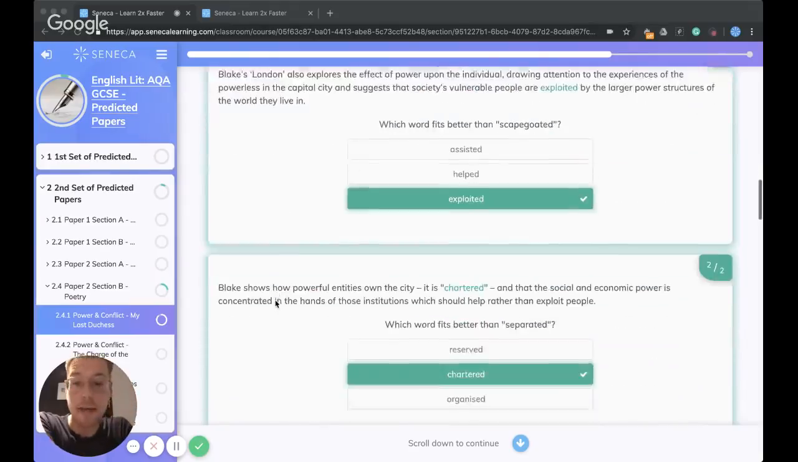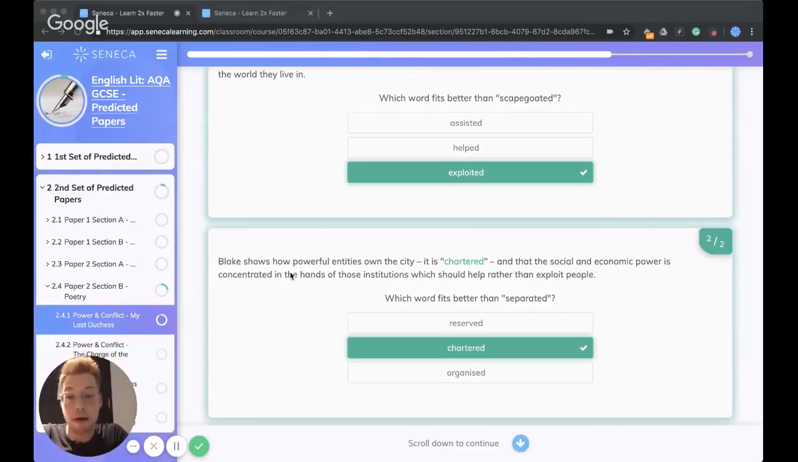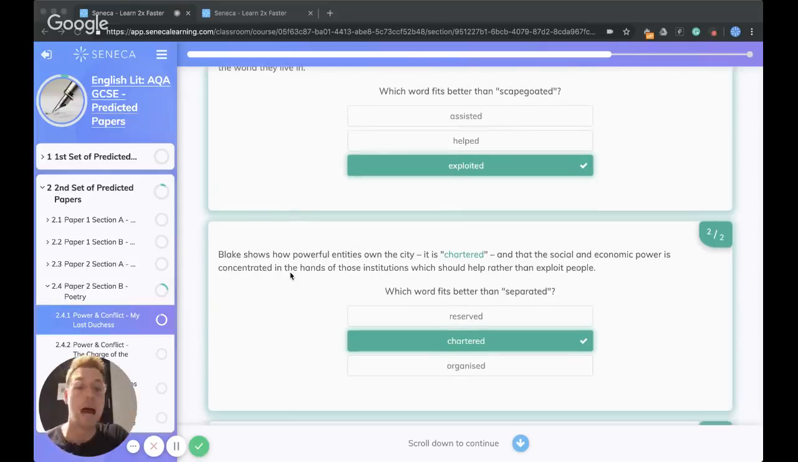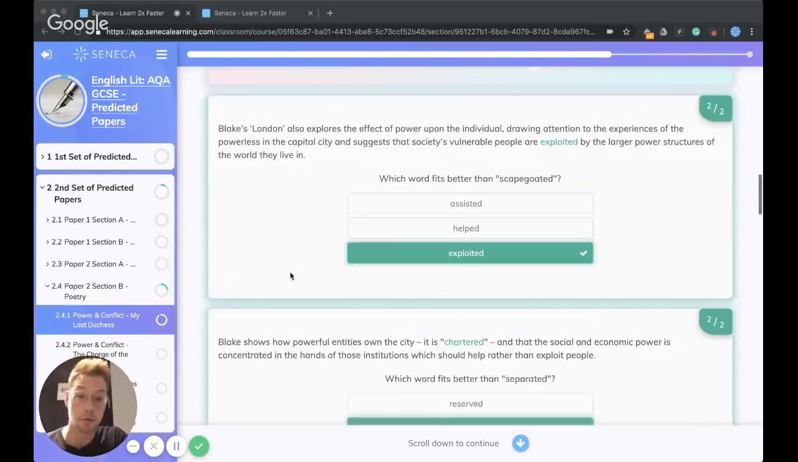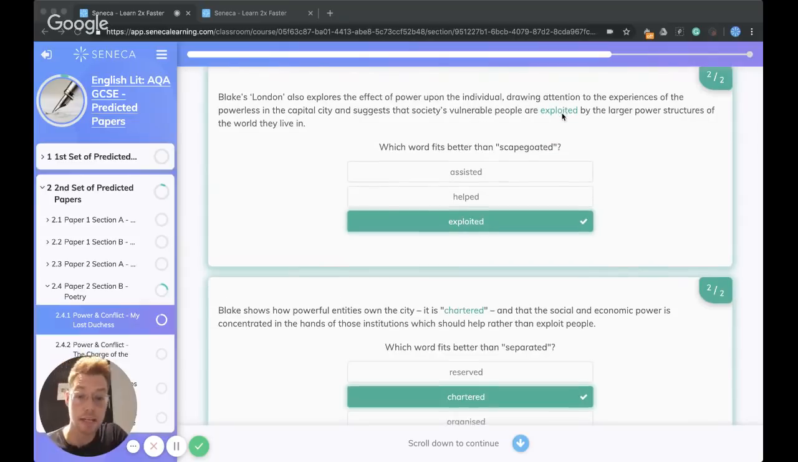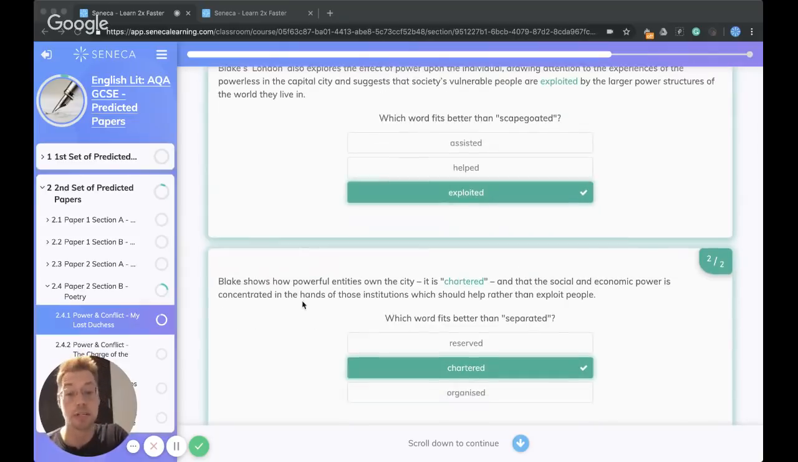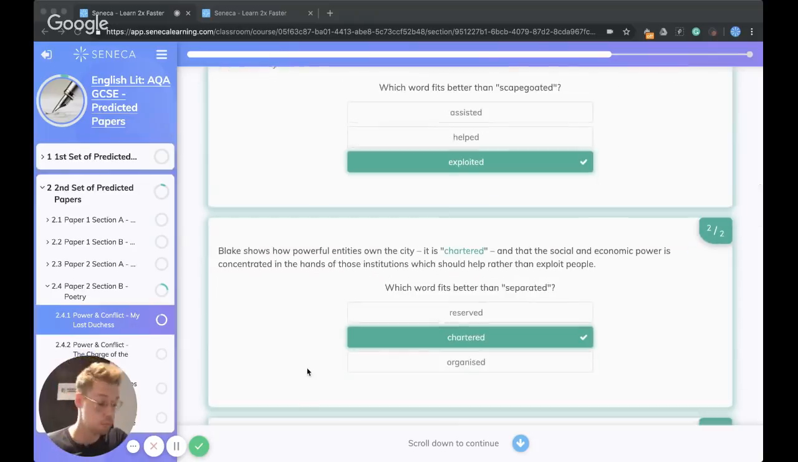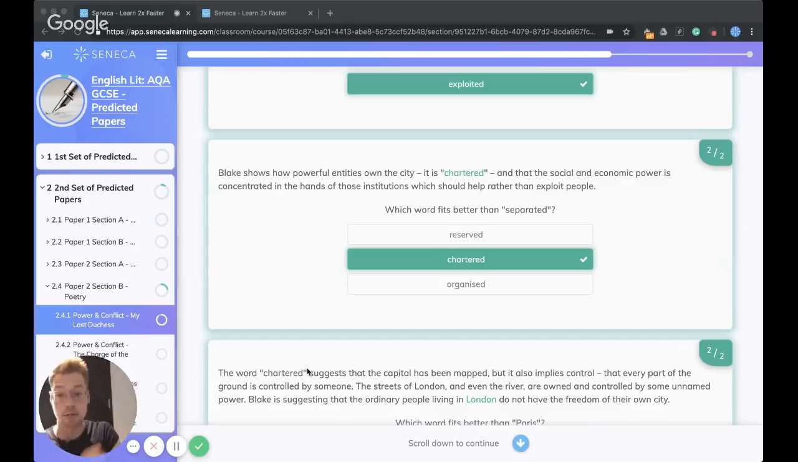And then Blake shows how the powerful entities own the city. It is chartered. So again, embed those quotes if you can. It's going to help boost you up in the mark scheme. And that social and economic power is concentrated in the hands of those institutions who should help rather than exploit people. So you can see we have a double explanation there. Here we have the explanation of vulnerable people being exploited, and then we have another one of economic power being concentrated in the hands of the institutions which should help rather than exploit people. So when you are building your paragraphs, try and give as many different types of evaluation as you can. That's going to help you hit that analysis assessment objective.